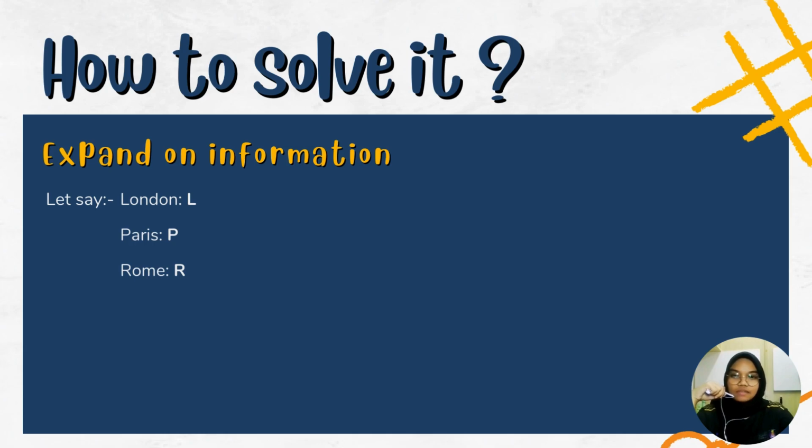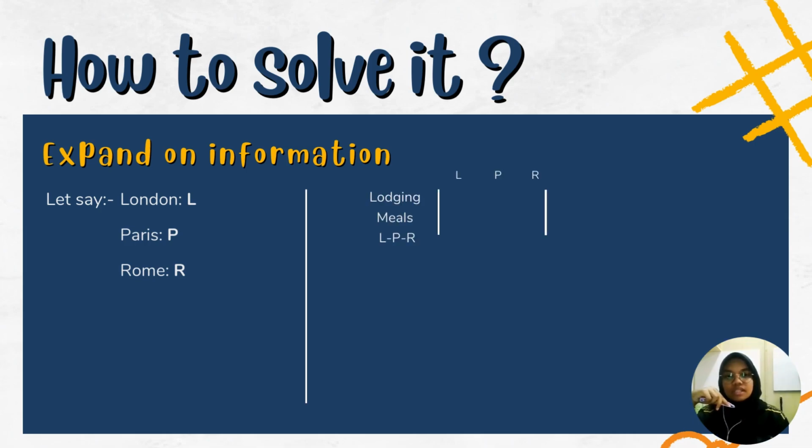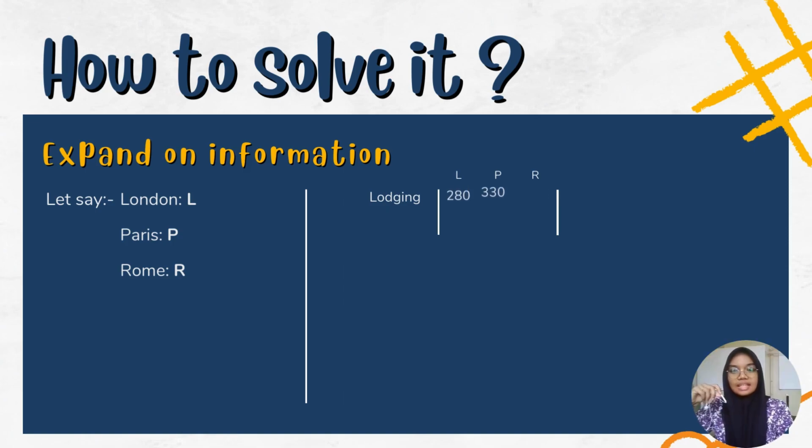Okay, so this is the first step on how to solve it. First, expand on the information. Let's say that we put L for London, P for Paris, and R for Rome. For the next step, we will record the information for lodging and meals for each city. Lodging is 280 for London, 350 for Paris, and 260 for Rome. And we also record the total, which is 4,060.